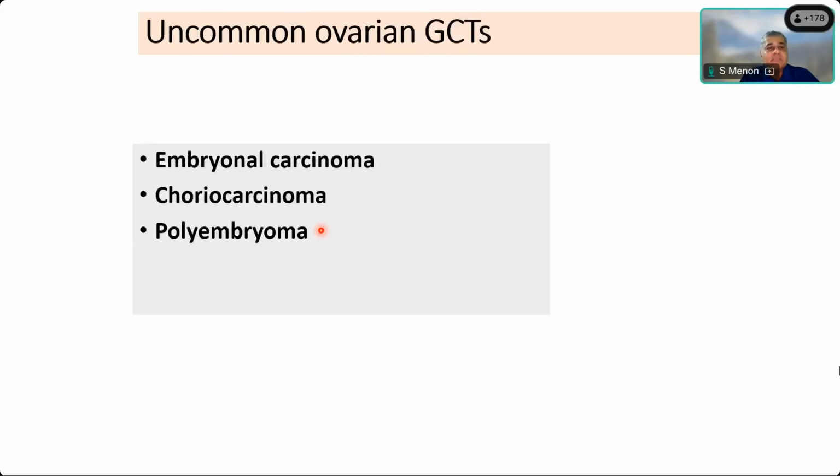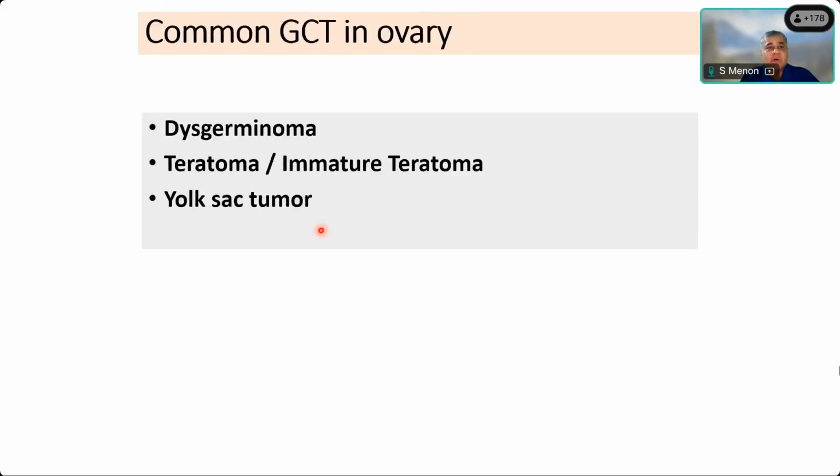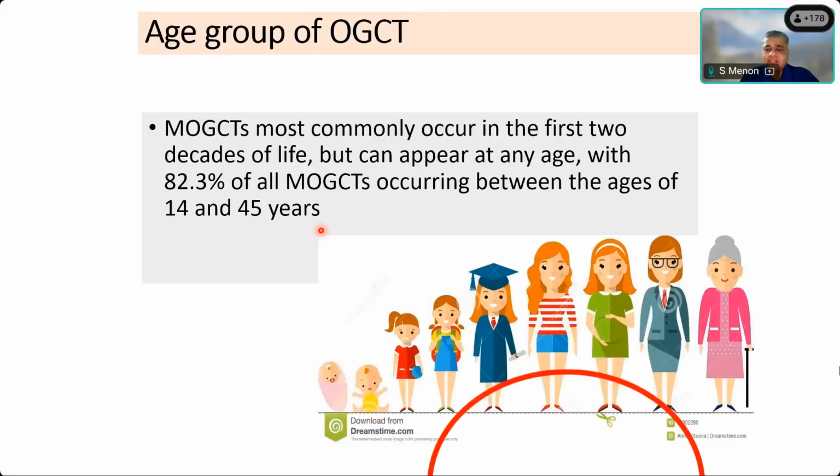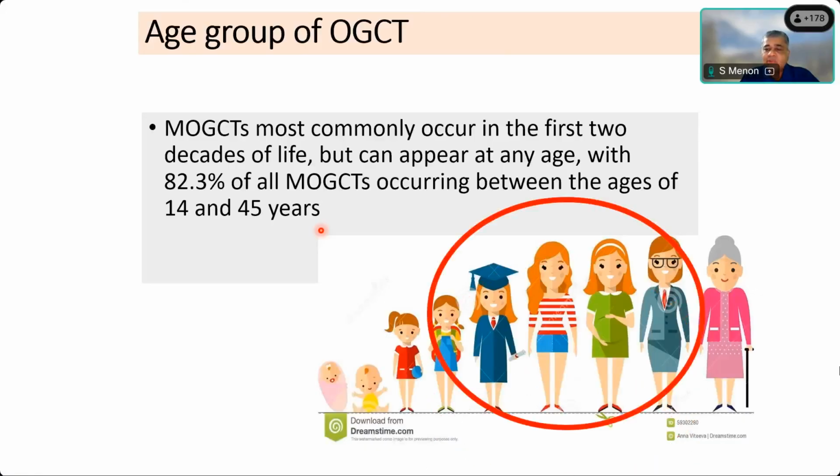I think I'll just skip these ones. These are uncommon ones. These are the common germ cell tumors: dysgerminoma, immature teratoma, yolk sac tumor. Very rarely, compared to the testis, in the ovary, you see embryonal carcinoma and choriocarcinoma. This is the age group where you see them, 14 to 45 years. This is the age group of germ cell tumors.